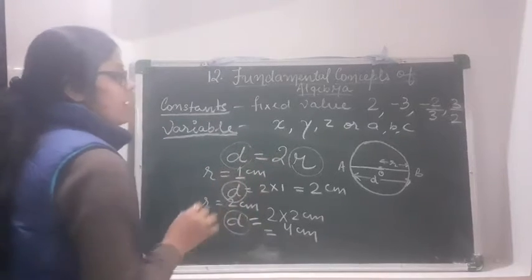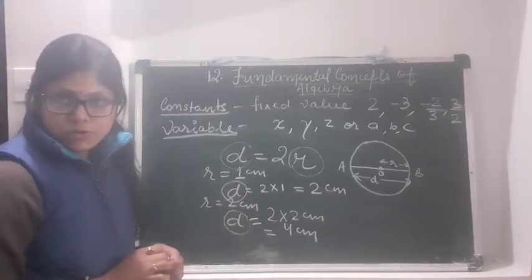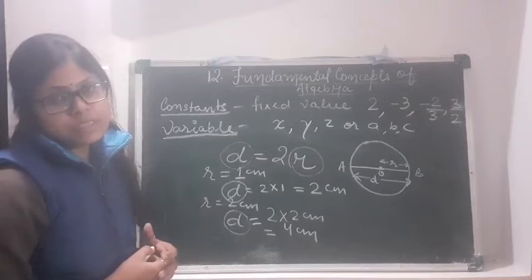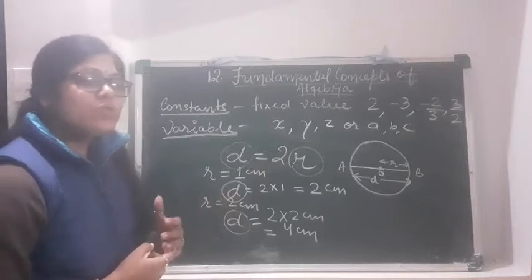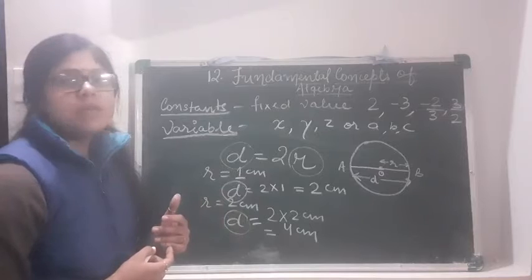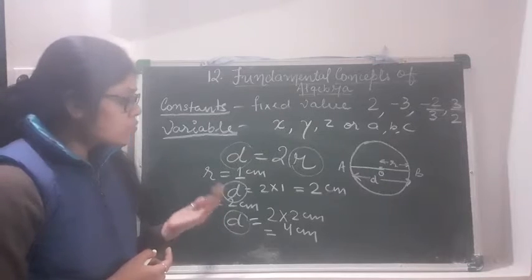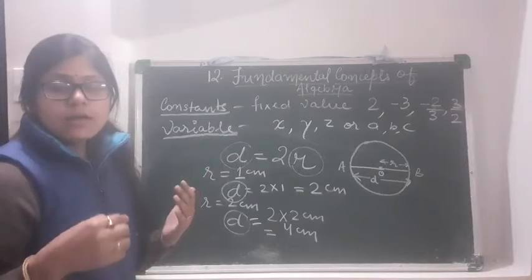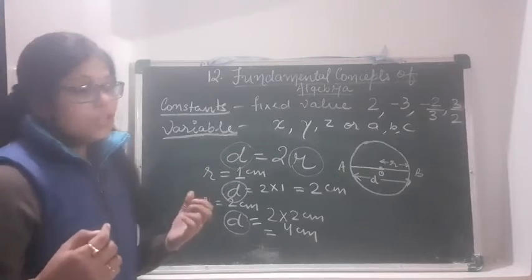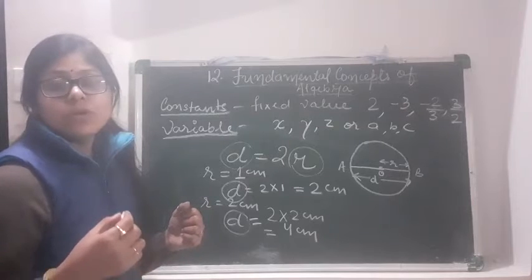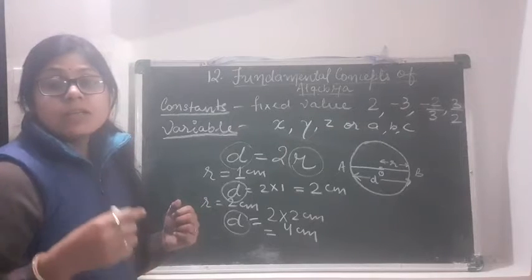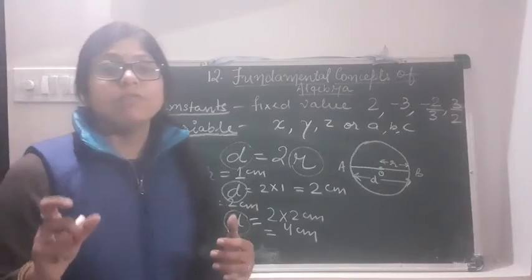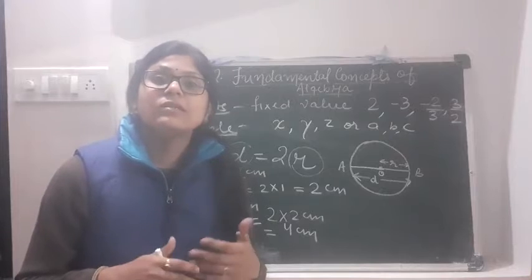You can see here, when we are taking R equals 1 centimeter, then diameter is coming 2 into 1 centimeter, 2 centimeter. When we are taking R as 2 centimeter, then diameter is coming as 4 centimeter. So as we are changing the radius, diameter is getting changed. So this is only the variable. As we change the number, the result that comes also gets changed.